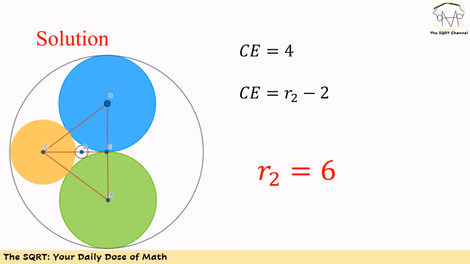Similarly, we know CE is equal to 4. And CE is actually the radius of the large circle E minus the radius of circle C. We use R2 as the radius of circle E. If we replace the values, we can see 4 is equal to R2 minus 2, or R2 is equal to 6.